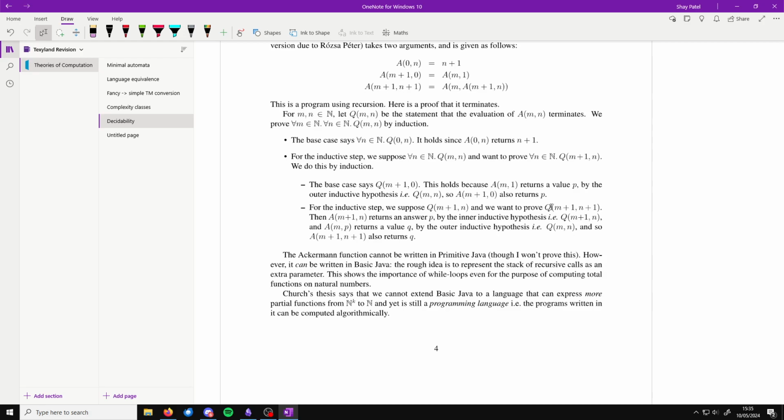And we want to prove that for all n in natural numbers, it also terminates for (m plus 1, n), assuming it terminates for (m, n). So we can do this by induction. The base case says that Q(m plus 1, 0) holds because A(m, 1) returns a value p, by the outer inductive hypothesis.